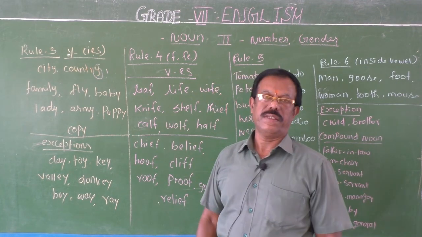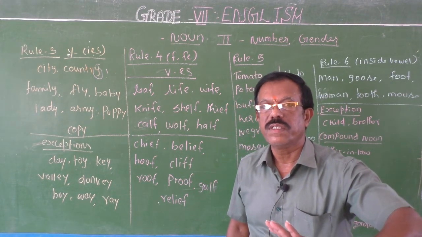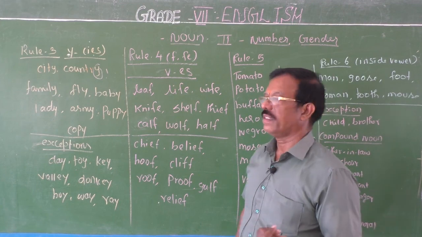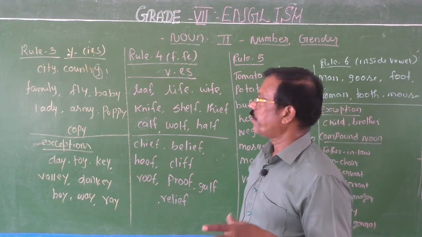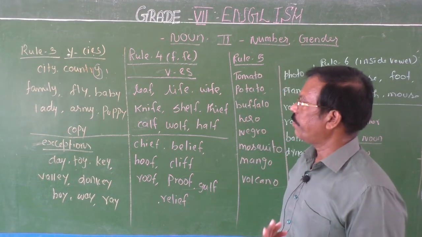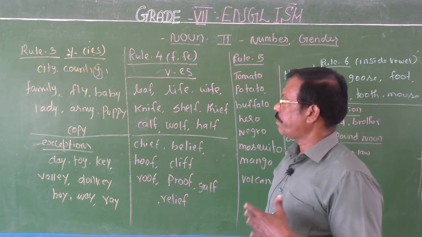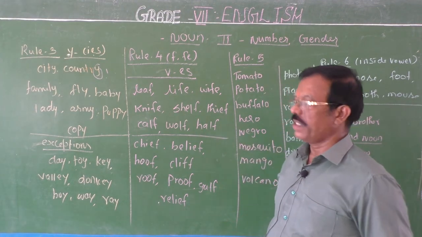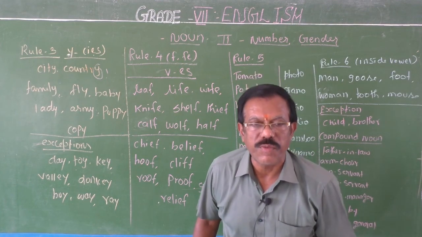Copy, copies. So in all these nouns, how are plurals formed? First, Y should be changed into I. Then we have to add ES. Okay, so city, cities. Country, countries. Family, families. Fly, flies. Baby, babies. Lady, ladies. Army, armies. Puppy, puppies. Copy and copies. Okay, so in all these nouns, first we change Y into I, then we add ES to make it plural.